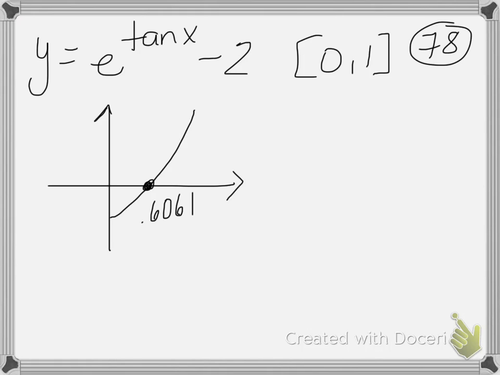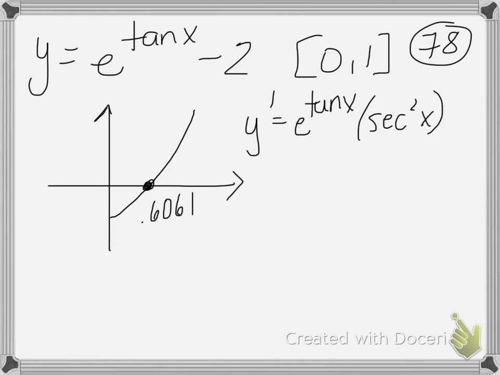Okay, so the slope is just the derivative, so you just need y prime. And the derivative of e to the something is e to that something times the derivative of the something. And the derivative of 2 is just 0, so we don't need that. So you want to know what happens when x is 0.6061. The calculator will do all the work.